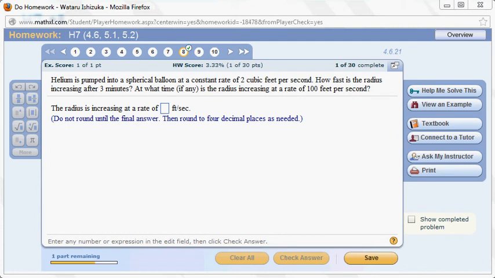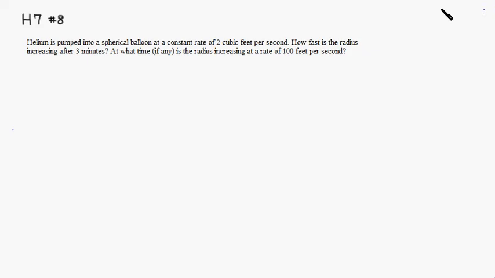Okay, let's look at homework number 7, problem number 8. Helium is pumped into a spherical balloon at the constant rate of 2 cubic feet per second. How fast is the radius increasing after 3 minutes? Let's try to answer that question first. Since it's increasing at the constant rate of 2 cubic feet per second, we can write the volume of the balloon as 2 times time in seconds, so 2t.